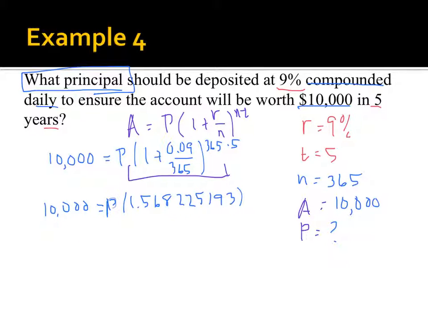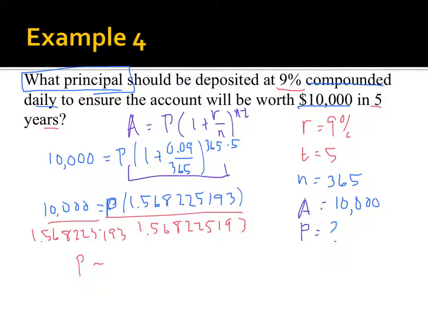And then I divide. Notice I want to solve for P. Our goal is to solve for P, so I divide both sides by 1.568225193. So I'm going to go ahead and write it, but as I write it, go ahead and plug this into your calculator. And hopefully you get the same answer I did. So P is approximately $6,376.64. I rounded off here.